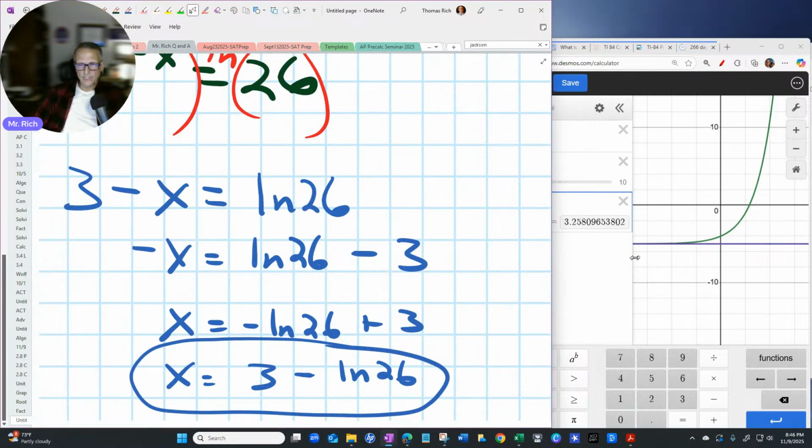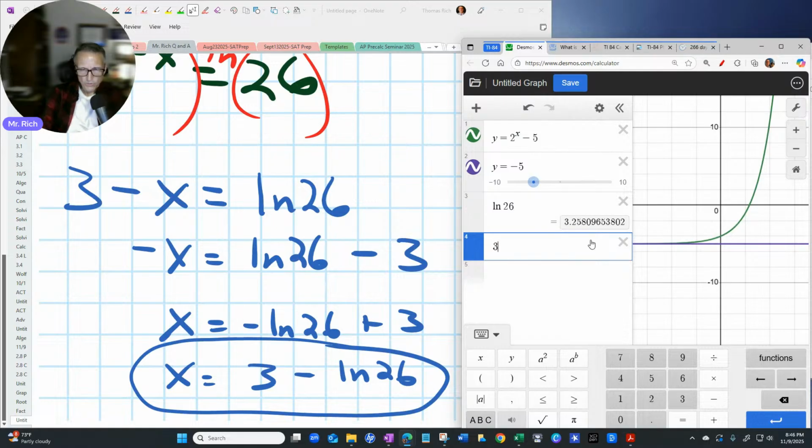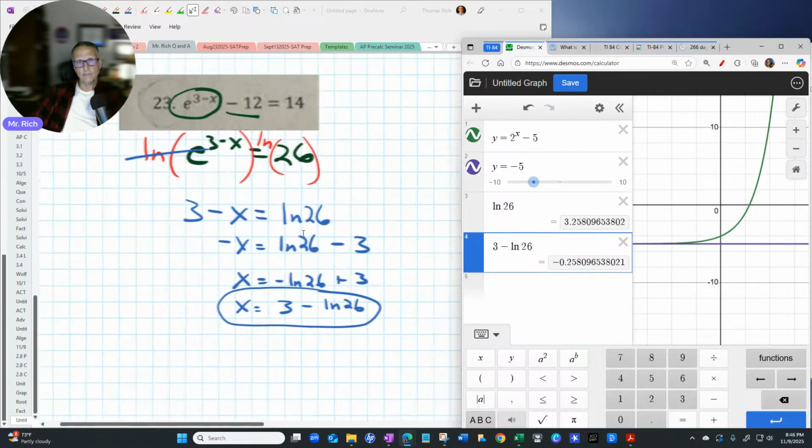If you wanted it as a decimal, sure, you could do 3 minus ln of 26, which is about -2.58. That, Olivia, is our answer.